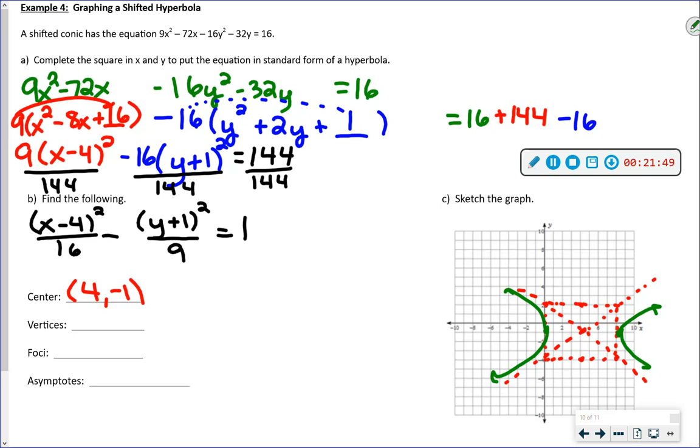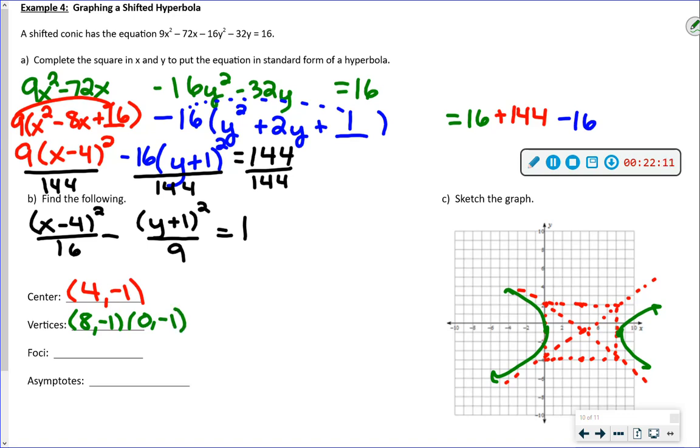Now, opens horizontal. So from, of course, our center, I went right 4, left 4. So if you have a lot of stuff on your graph and it's hard to see it, it's like, oh, if I went right 4, that's going to be an 8, negative 1. And if I went left 4, subtract 4, I'm at 0, negative 1.